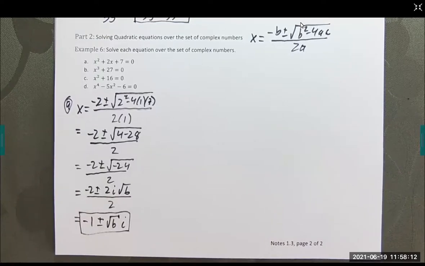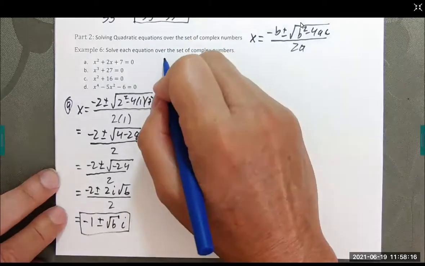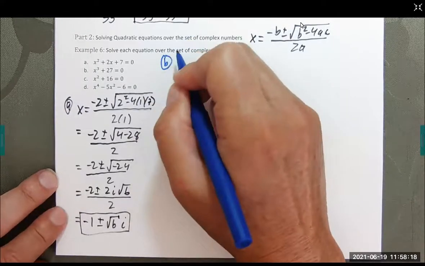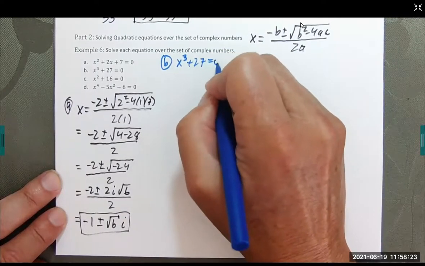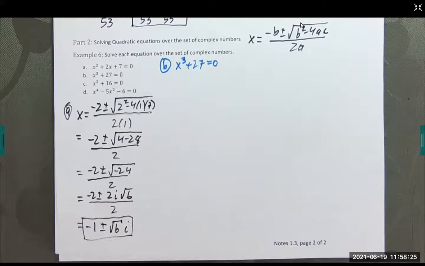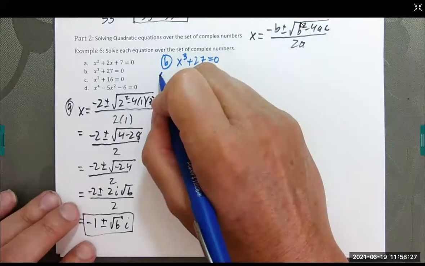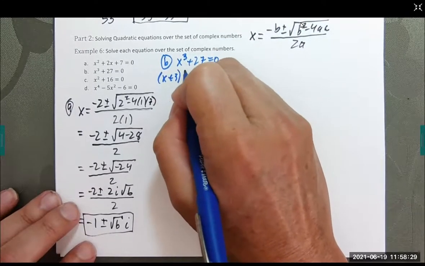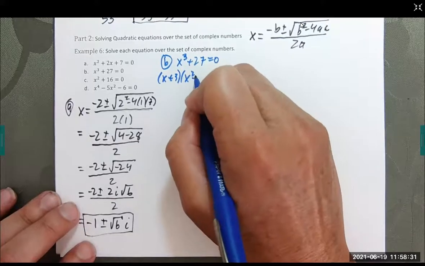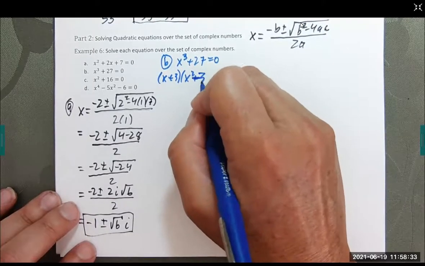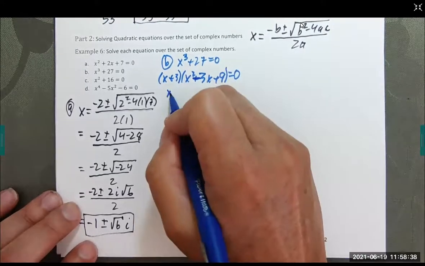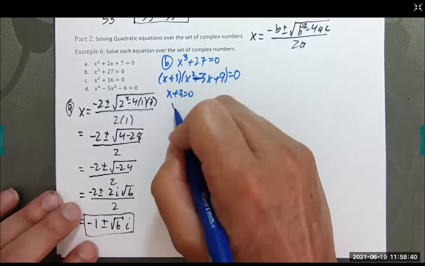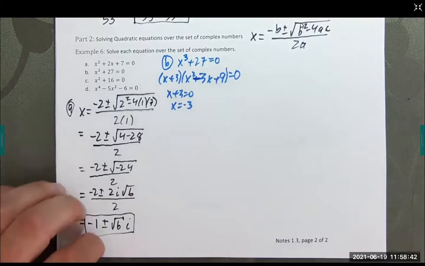Part B. We have x cubed plus 27 equals 0. If you remember, this is a sum of two cubes. This is going to factor to x plus 3 times x squared minus 3x plus 9 equals 0. We can see x plus 3 equals 0, so there we have a real solution.